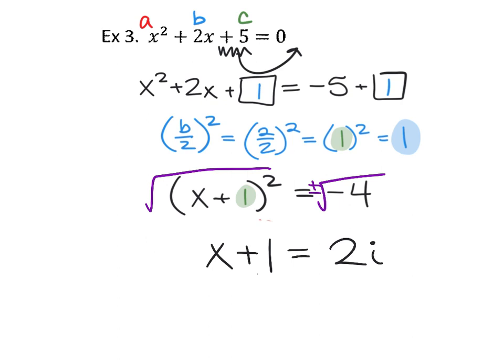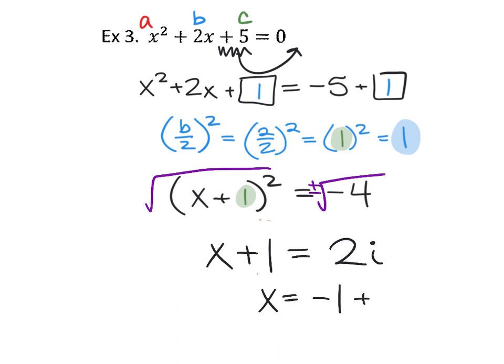Oh my gosh, we forgot imaginary numbers exist, didn't we? Anytime you take the square root of a number and it's negative, you add an i. The square root of negative 1 is i. Okay, we're so close because remember, to solve an equation, no matter what kind of equation it is, x has to be by itself. How do I get x by itself? Subtract 1 from both sides.